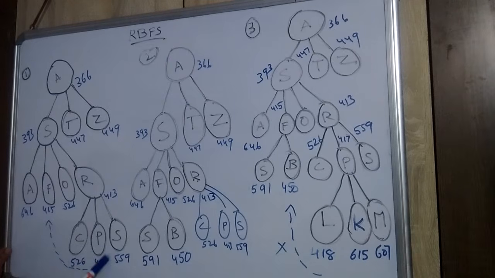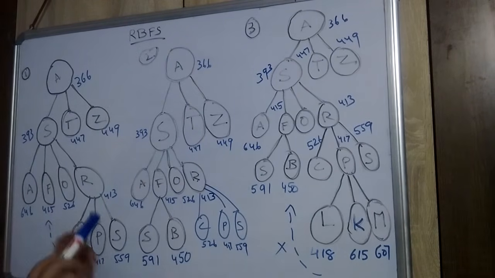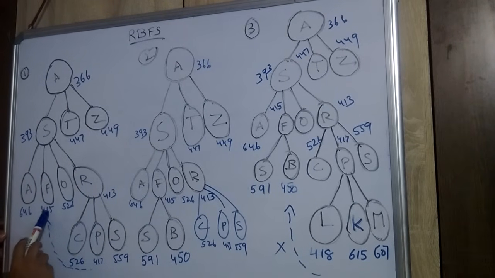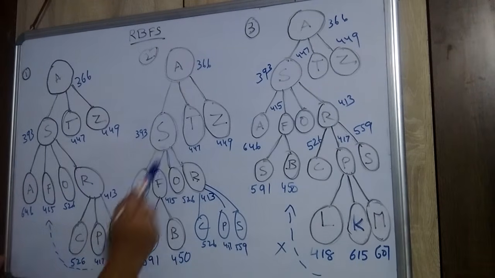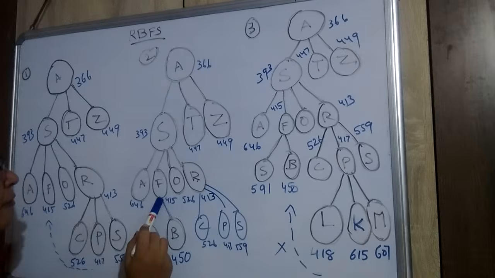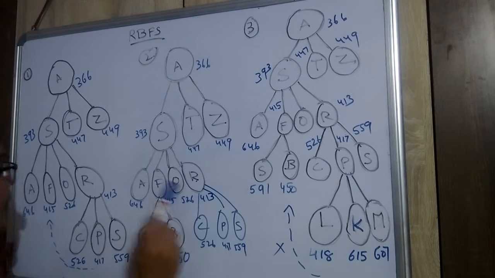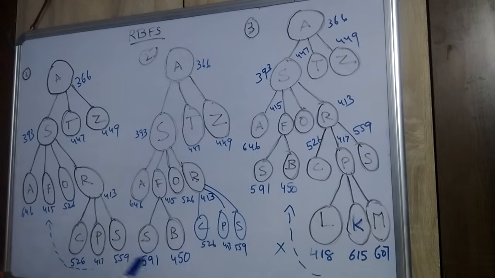So which one is minimum here? 417 is minimum. So before expanding each and every node, it looks to the previous level. It looks to the previous level, which has 415 as the minimum value. So it stops expanding this particular P and directly expands the F value. In this diagram, I am showing F expanded here. Successors are S and B, and R has C, P, S: 526, 417 and 559.